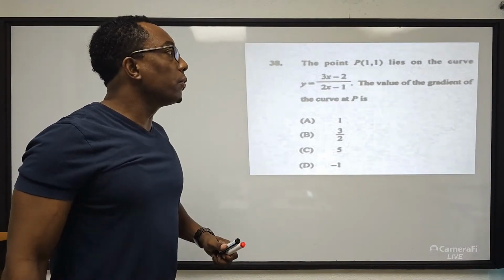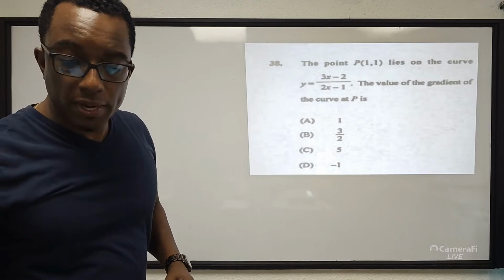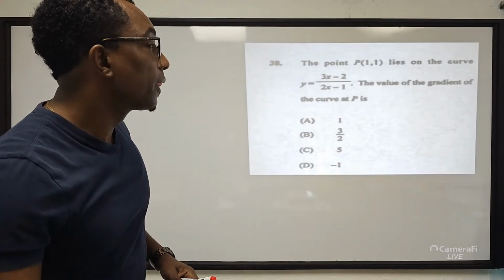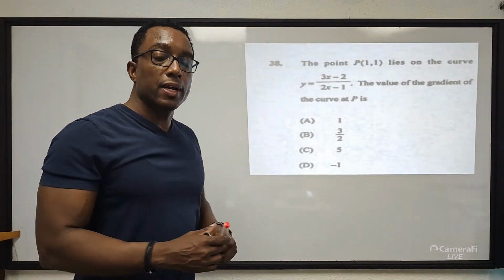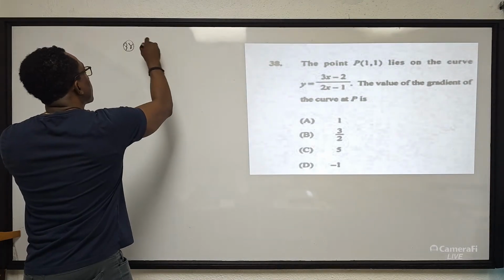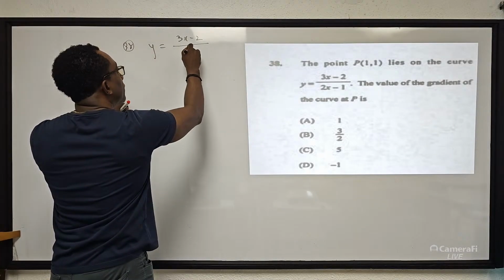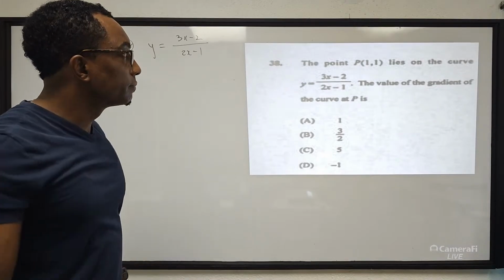So the point (1, 1) lies on that curve. The value of the gradient of the curve is... So we have to find the value of the gradient of the curve. It means if you have to find the gradient, we must get dy over dx. So we have y, question 38: y is equal to (3x minus 2) all over (2x minus 1).